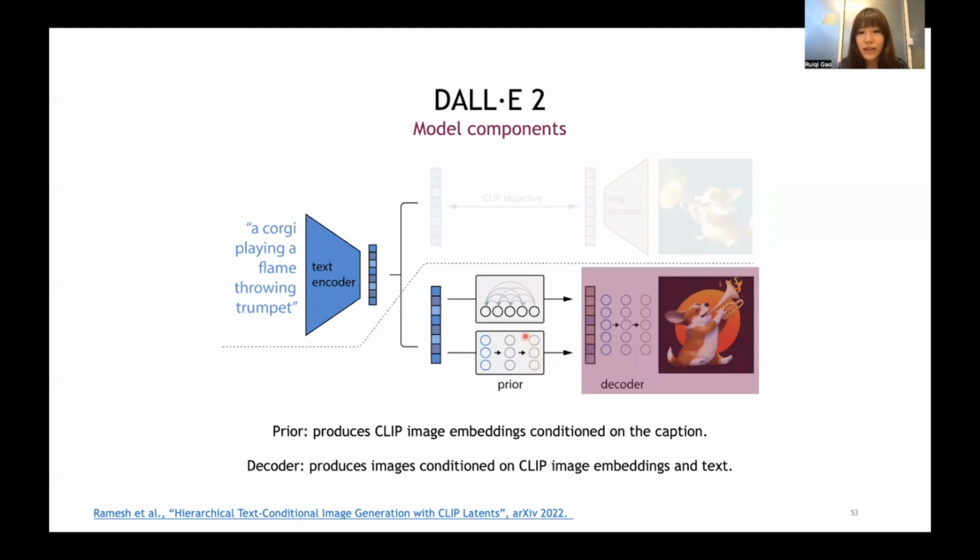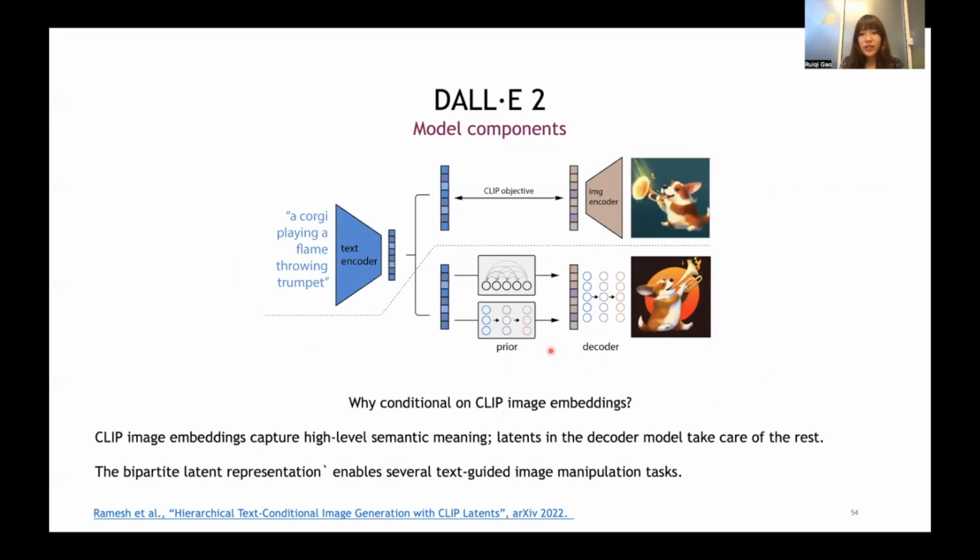And then the second part is a decoder part, which produces the images conditioned on the clip image embedding as well as the text. So one natural question is why we want to condition the decoder on the clip image embeddings, right? So why not we just directly condition this decoder on text only?